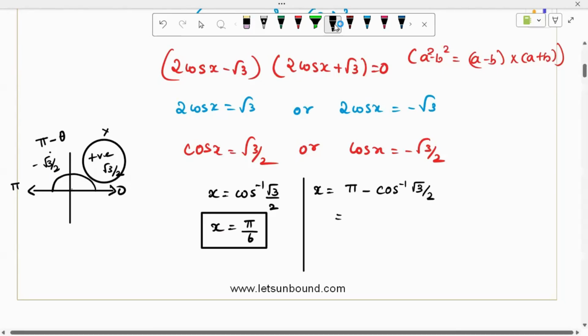So what is cos inverse root 3 over 2? We know that direct value. So pi minus pi by 6. So x is equal to 5 pi by 6.